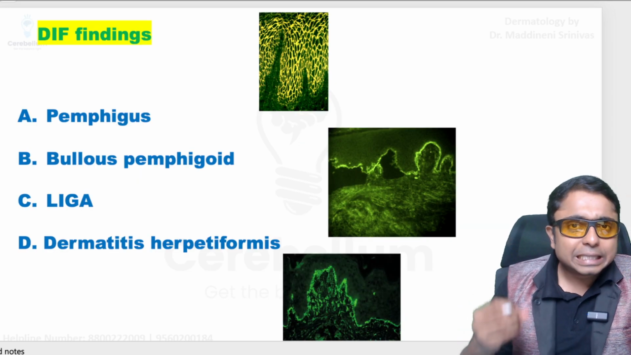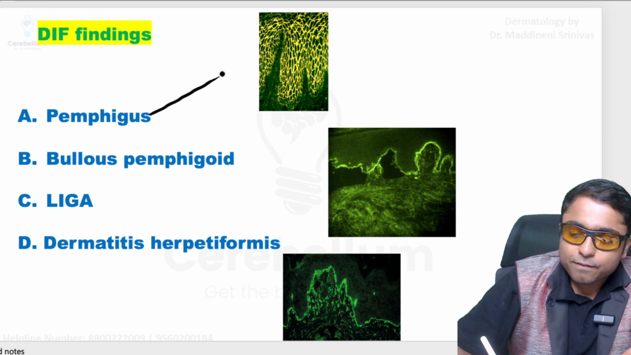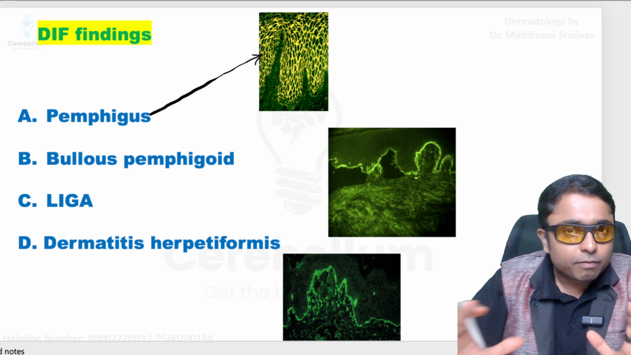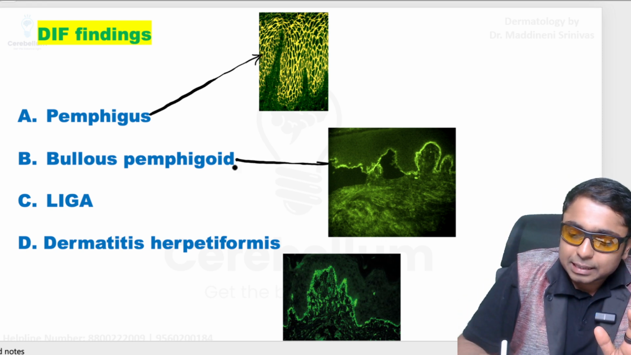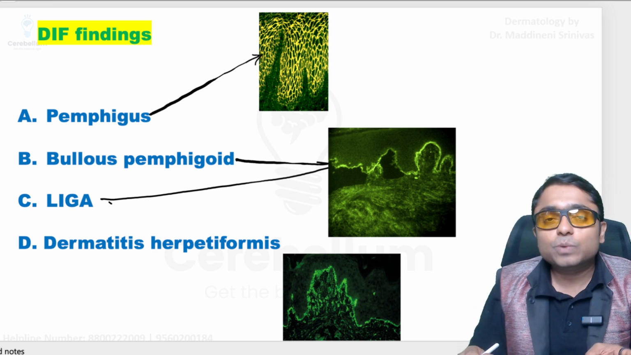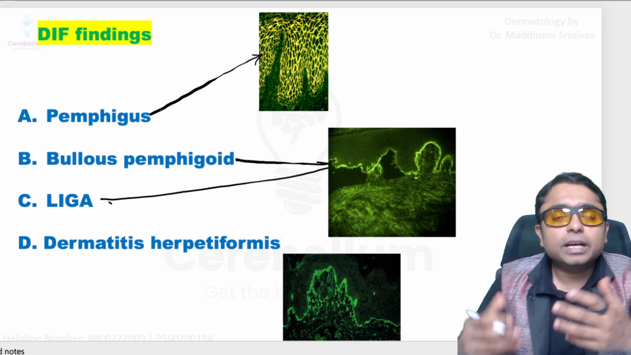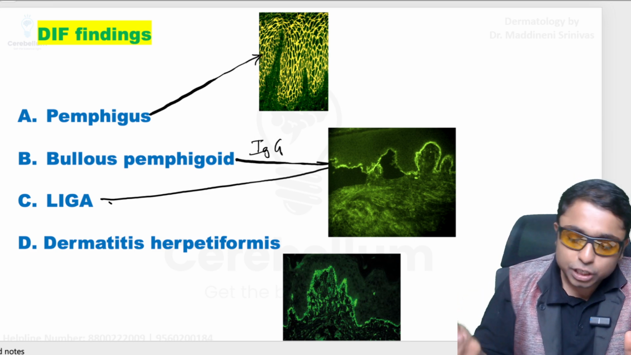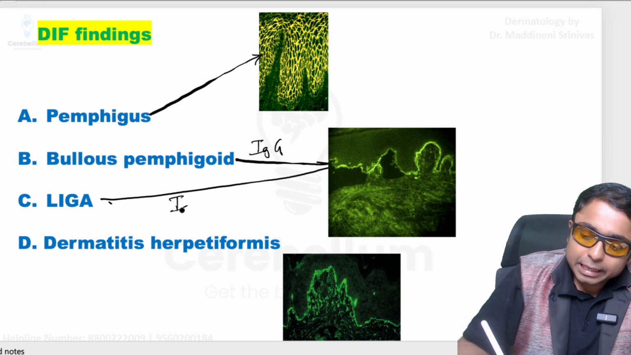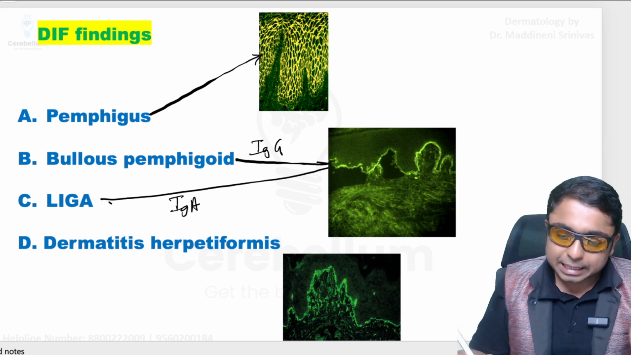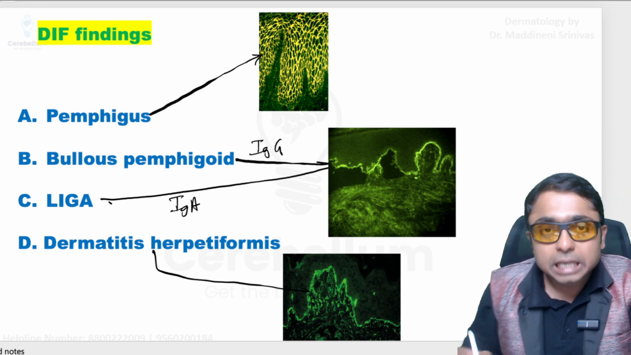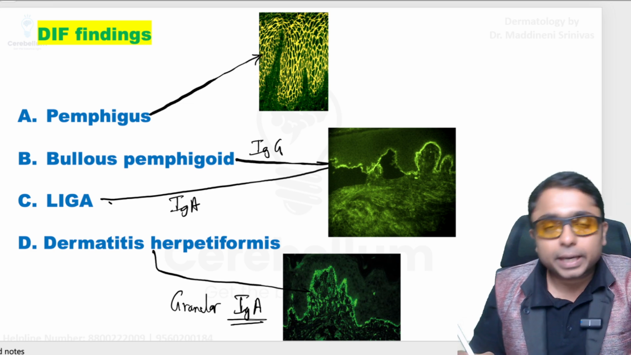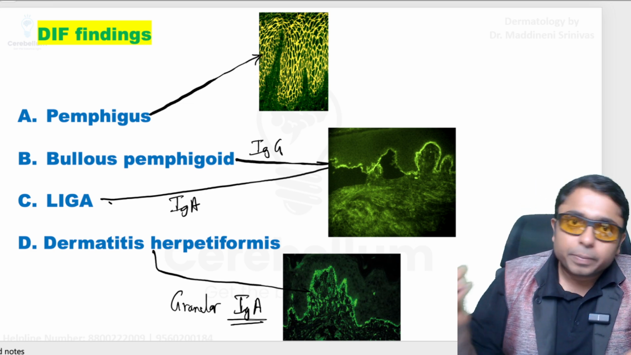So quickly to summarize in the form of pictures, you can see this is the pemphigus DIF finding, in which you are able to see the fishnet or chicken wire pattern, very classical. And this is a picture of both bullous pemphigoid as well as linear IgA disease. So how can you differentiate? If I tell you that the deposit is IgG in a linear pattern around the dermoepidermal junction, it will be BP. If I tell you that it is IgA, it is linear IgA disease. And finally, we have dermatitis herpetiformis, in which there is going to be granular deposition of IgA along the papillary tips and also along the basement membrane zone.